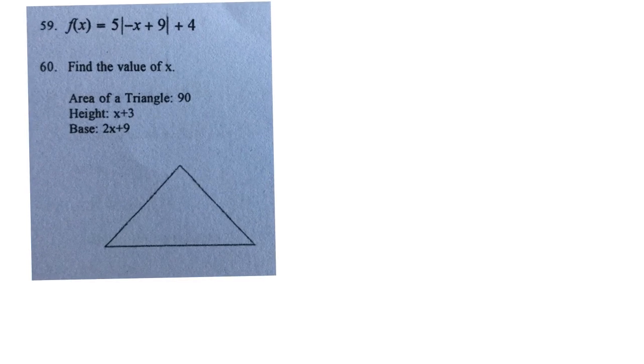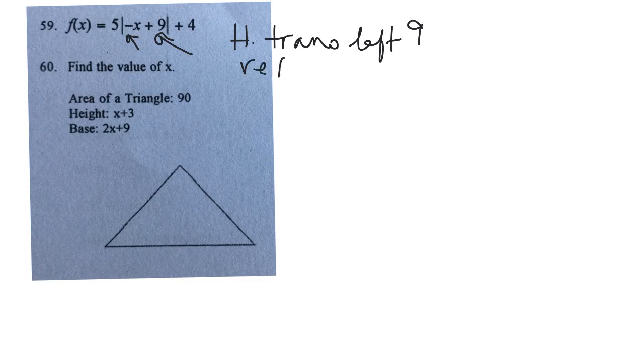First we start with our horizontal translations. So +9 means a horizontal translation. That's -9, opposite sign, so that's left 9. Then the reflections, and that's a reflection in the y-axis because it's inside the absolute value. Then our shrinks and stretches, that's a vertical because it's outside the absolute value.